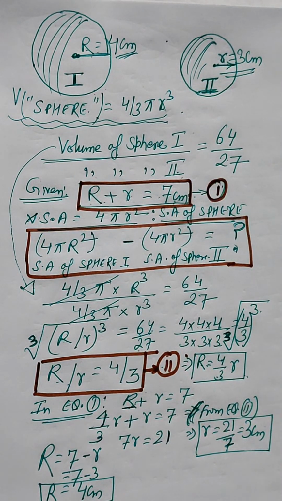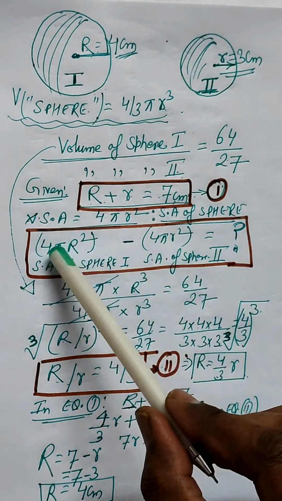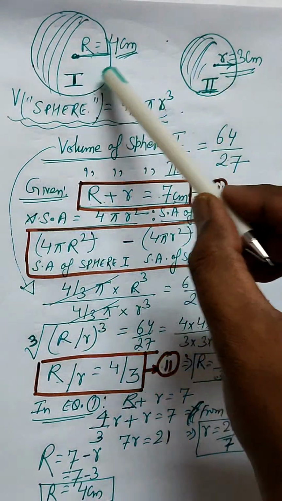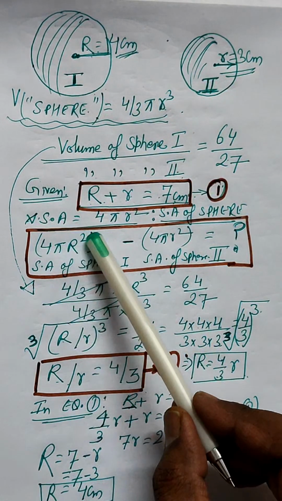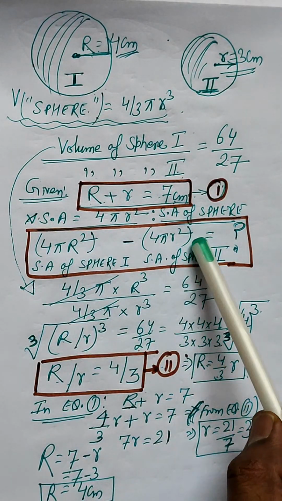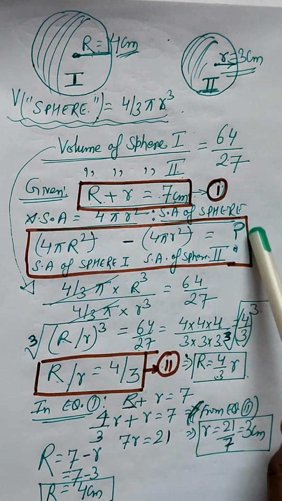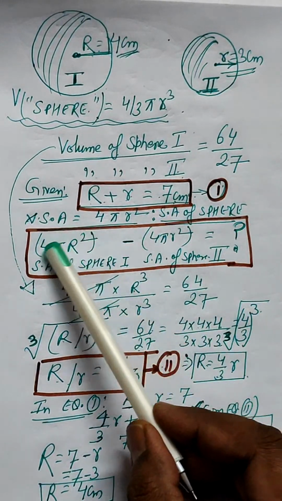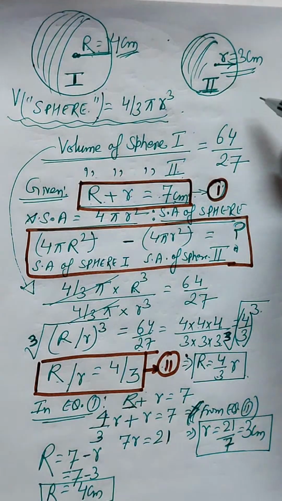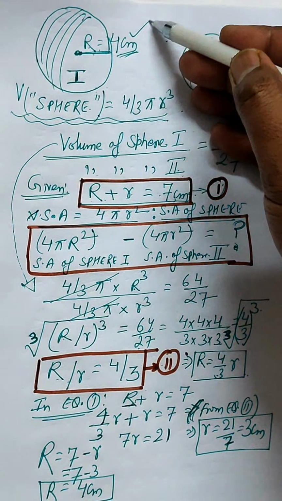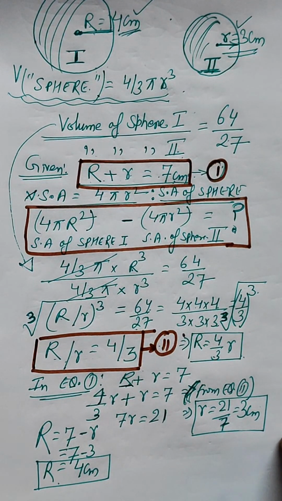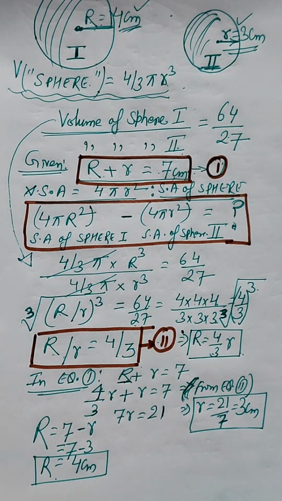Now we are required to find the difference in the surface areas of both the spheres, right? So 4 pi capital R square minus 4 pi small r square is the difference of the surface areas, and this value we need to calculate, right? Since we have calculated small r and capital R, it's very easy, and we are almost at the end of the question. We are about to solve it completely.